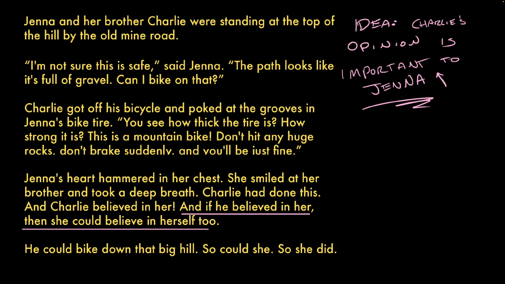On to step 3. Is this detail specific and clearly connected to the idea we want to support? It tells us that Charlie believes Jenna could bike down the hill, and Jenna, who is scared of the hill, accepts his opinion. Thinking about his opinion, his belief in her, causes her to overcome her fear and believe in herself too. So, this shows us that what he thinks about her matters to her because it caused her to change her mind. This evidence is specific enough and closely connected enough that I believe it supports my idea. This is the strongest evidence.